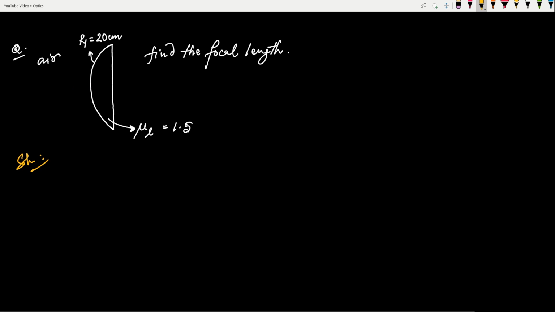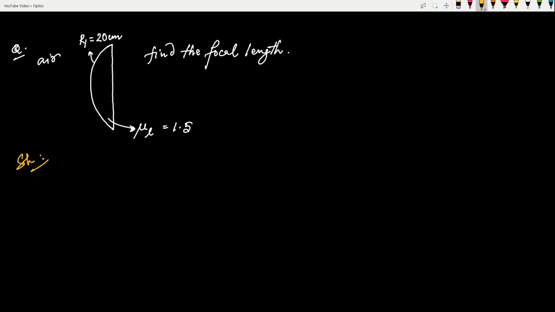Since the edges are thin and the center is thick, this will basically act as a convex lens. If you know that a convex lens has a positive focal length, then even without solving, I can look at the figure and figure out many things. This is the beauty of concept. If you have a good concept, you can figure out things just by looking at the figure.